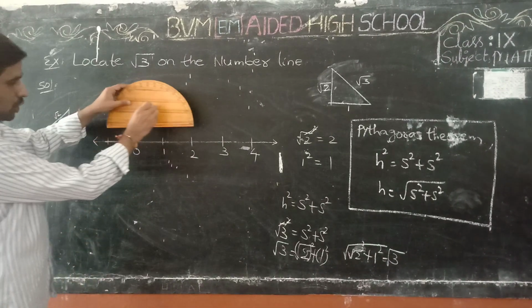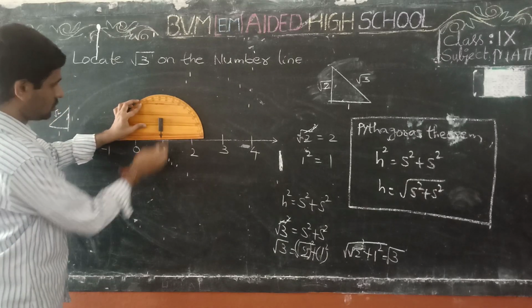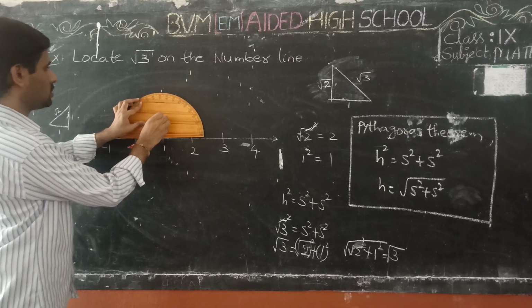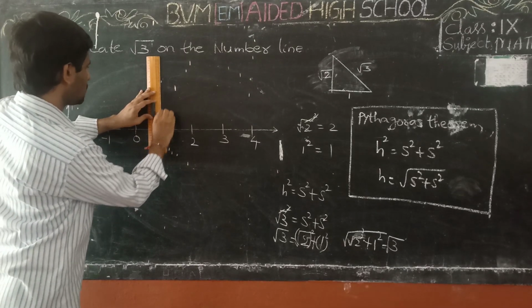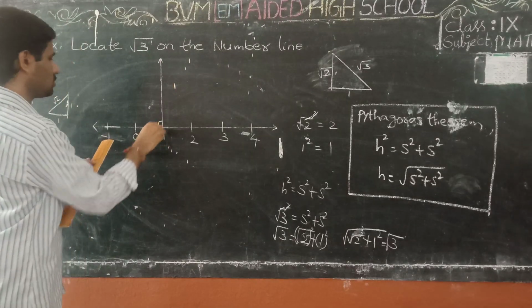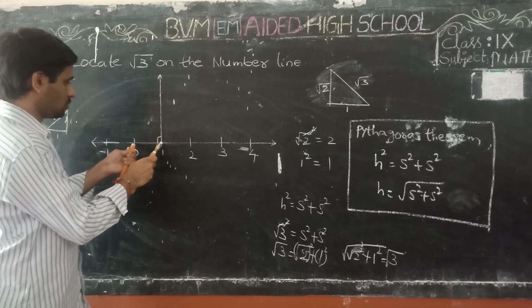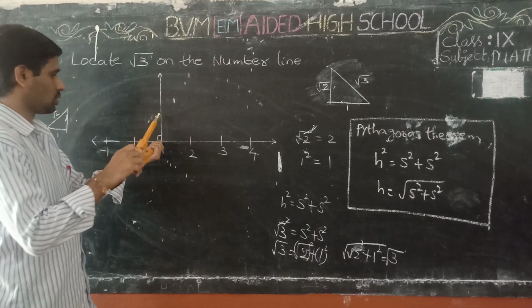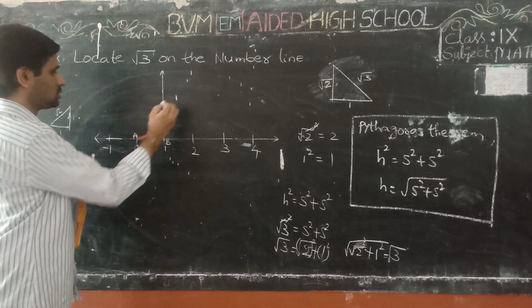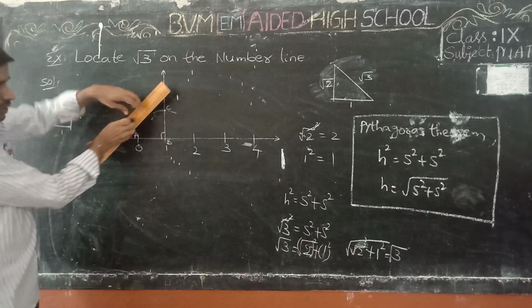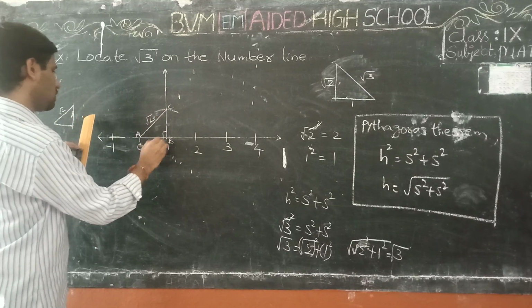Now I am using protractor. Using protractor, place the center of the protractor at 1 and mark 90 degrees. Remove this and join these two. This is 90 degrees. We need to cut this 90 degrees ray as 1 unit. This is 1 unit. Cut this as 1 unit. So this point is A, this is B, this is C. Join A and C using scale. This is root 2. This is 1, this is 1, root 2.